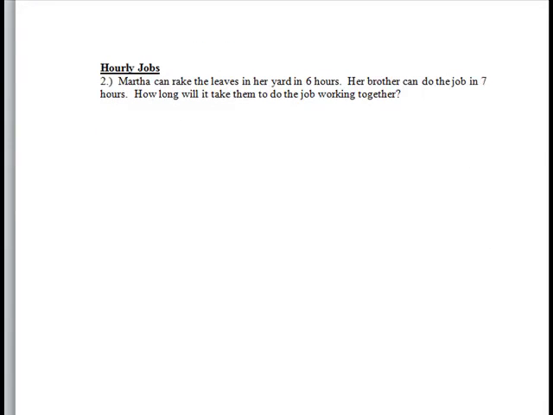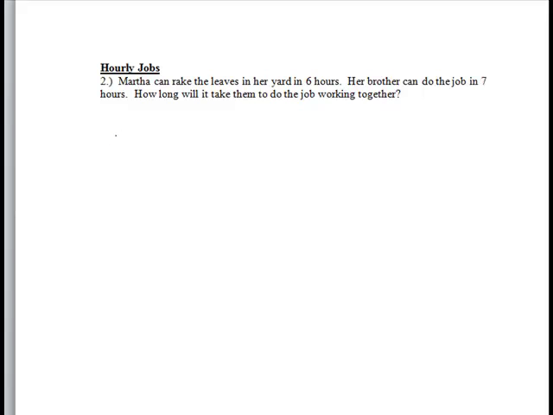One type of application problem associated with rational equations, one of the more common ones, is what's referred to as an hourly job problem. If you read the problem, understand what's going on here. I think everybody can probably relate it to past experiences. If you ever had to do a group project or anything, not everybody works at the same rate.